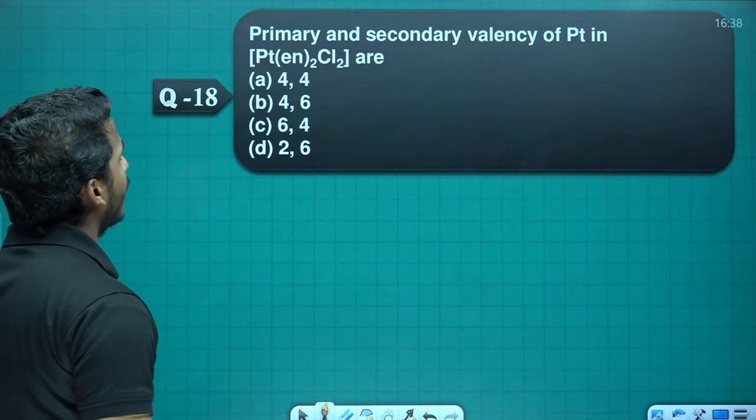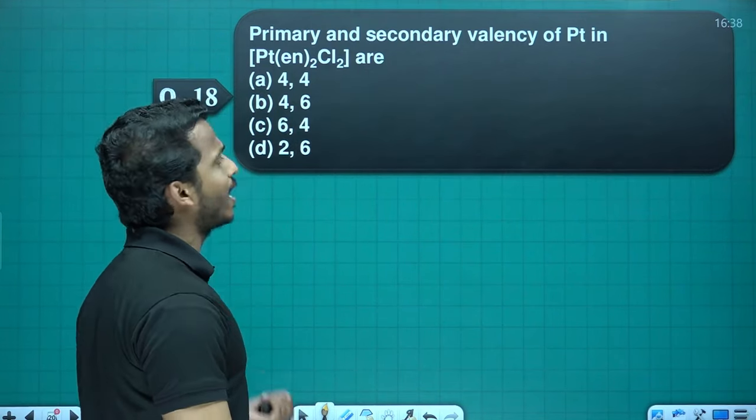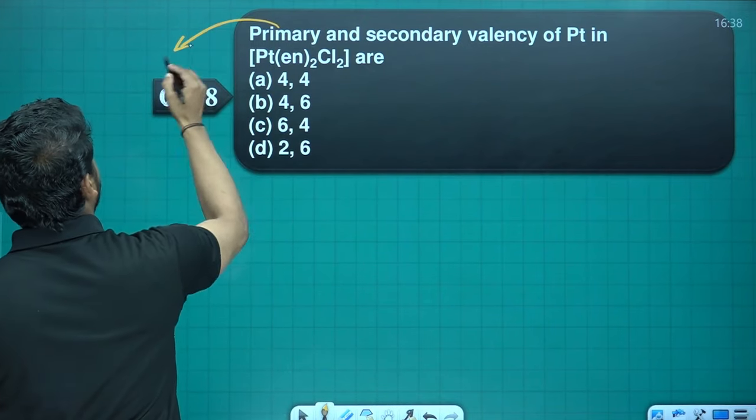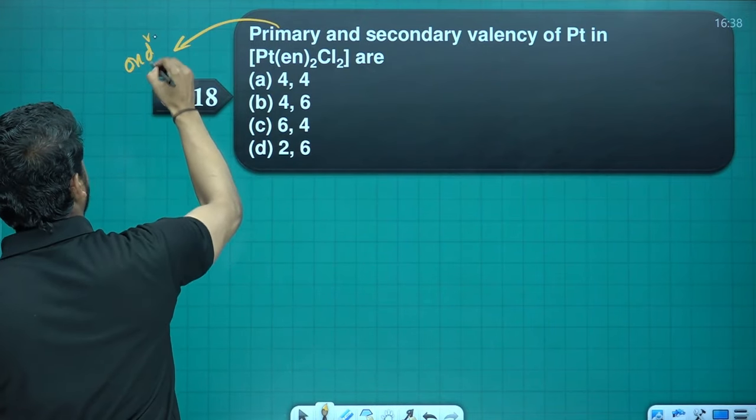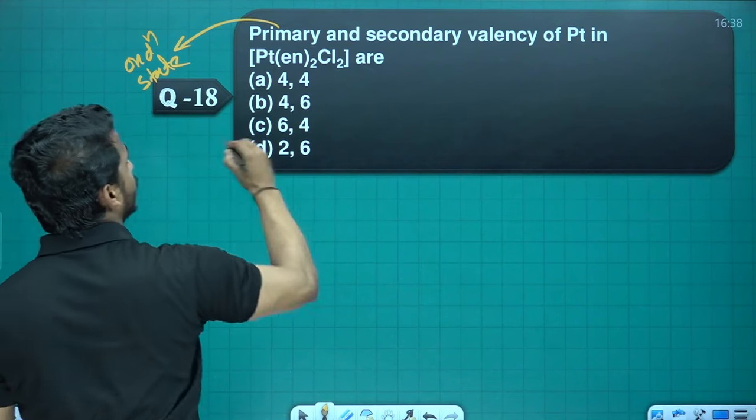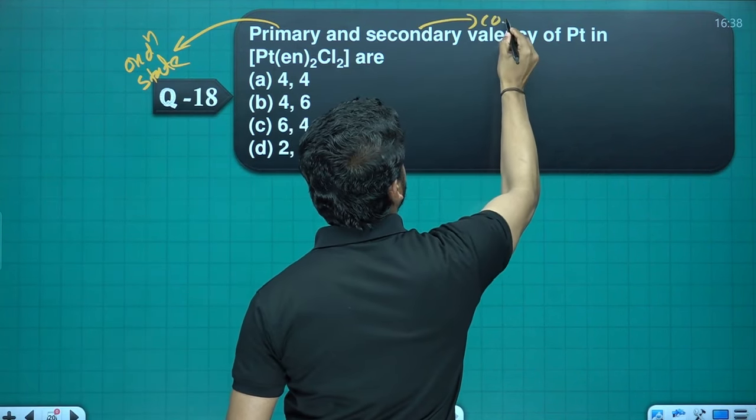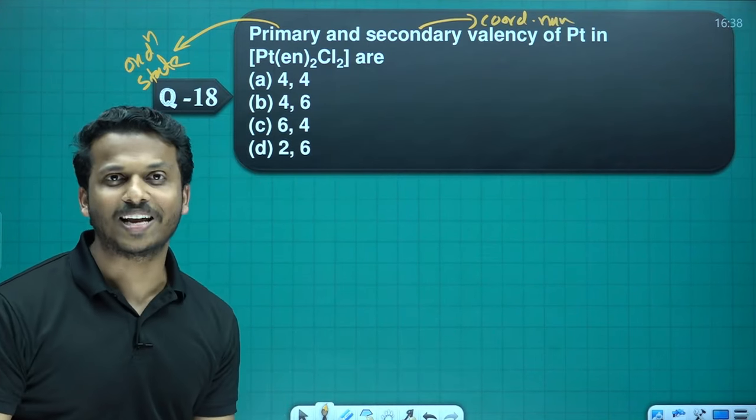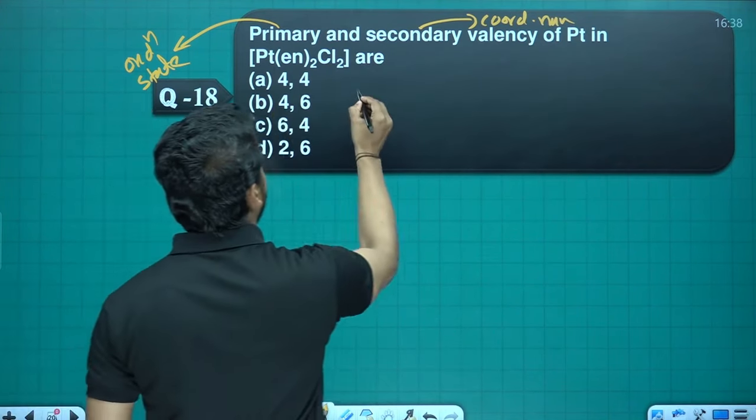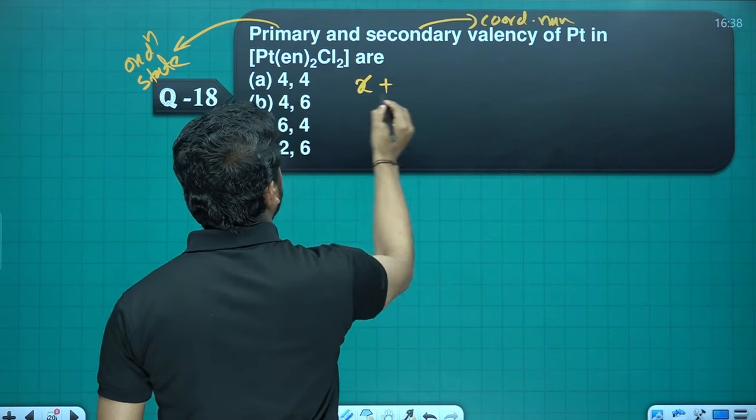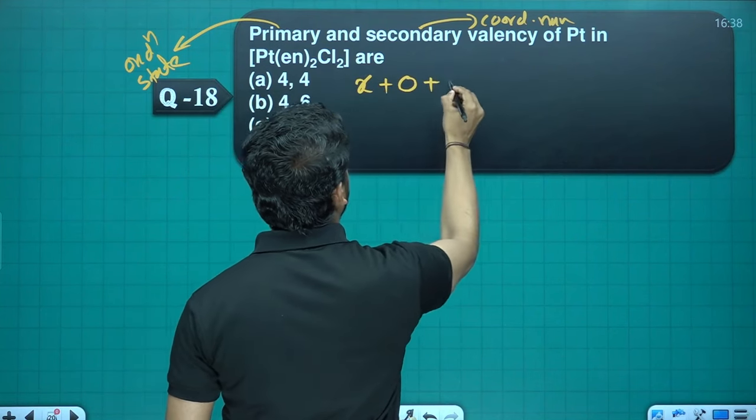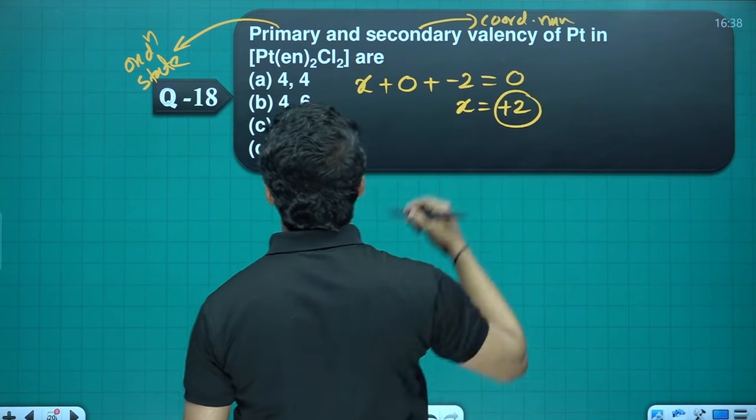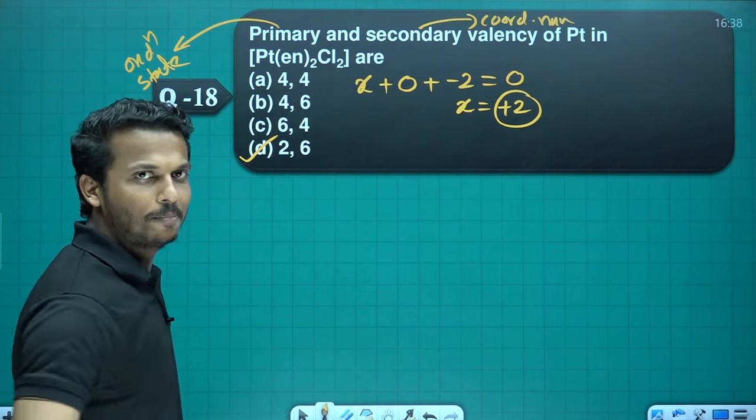Now, what is the primary and secondary valency of platinum in this one? According to Werner's theory, primary valency gives the oxidation state, and secondary valency gives you the coordination number. So, calculate the oxidation state and coordination number. Here, platinum oxidation state X, En is a neutral ligand, 2 chlorine -2, overall 0, X is equal to +2. So 2 something, that is option D, correct.